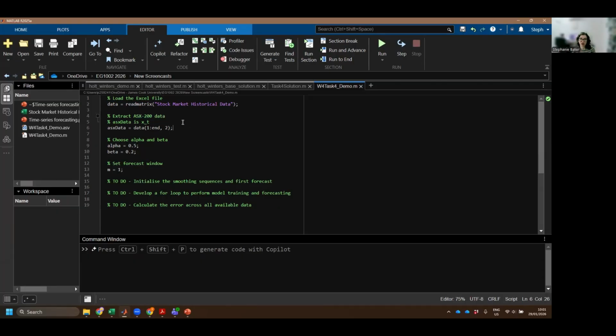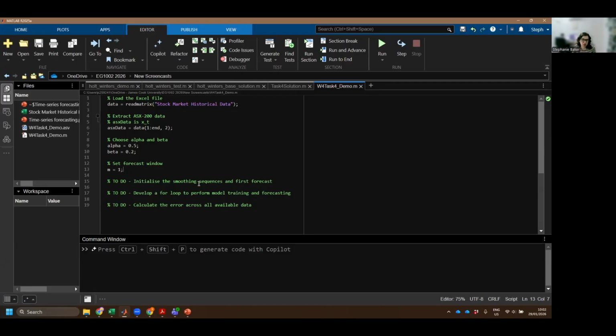So at this point, we're focusing just on the one stock market. Again, as an extension, you could go beyond that and add more, but for now, we're just going to look at one. That's all you have to do for this task. Alpha and beta have been set. You can tweak as you want, and the forecast window has been set to m equals 1. Again, you could change that if you wanted to look at something more advanced in the future.